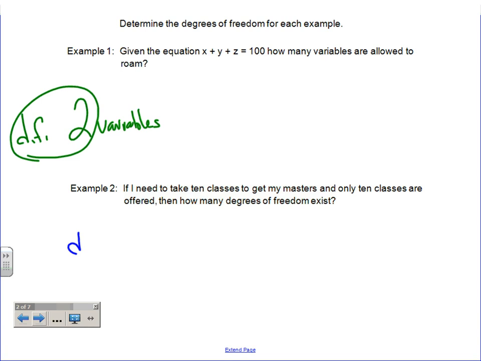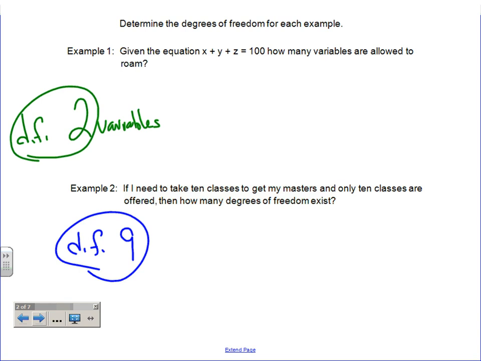So the degrees of freedom here, the things that are allowed to roam, the degrees of freedom here would be 9, okay? Because that last semester, I don't have a choice. Okay. And that's kind of how some people look at it. Is there a choice when talking about degrees of freedom? It's one way to look at that definition.